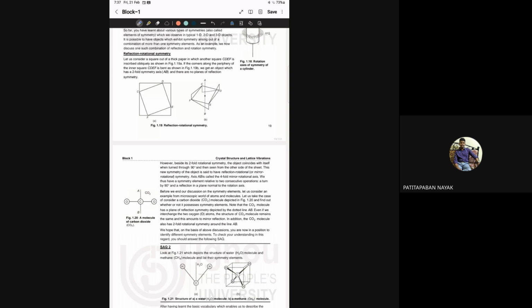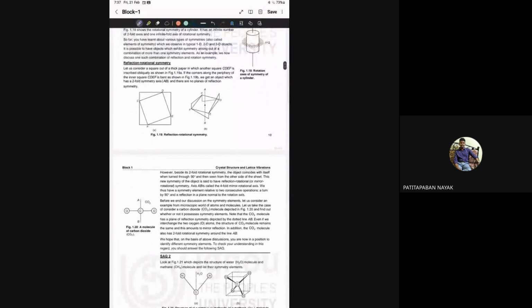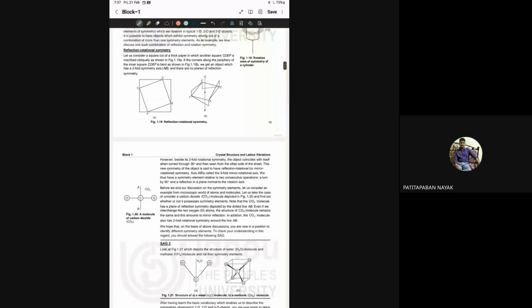Okay, let us start. Reflection rotation symmetry. This is a kind of double operation. So there will be rotation and then it is operated with reflection again. All four fundamental symmetry operations that we discussed, like translation, mirror reflection, rotation, and inversion, can be singly operated or multiply operated as well.